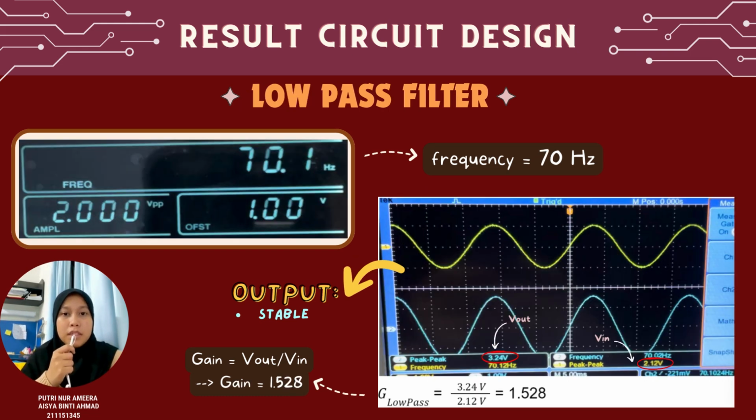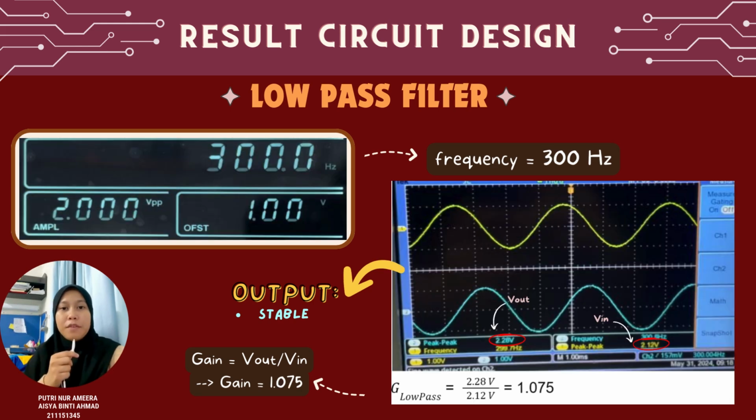Next, result circuit design for low-pass filter. First, from our calculation, the low-pass filter has 100 Hz of cutoff frequency and a gain of 1.5. The signal was slightly amplified, having a gain of 1.528 at a frequency of 70 Hz. With an output that was stable, it means that 70 Hz is a frequency the filter allows to pass through. When the frequency is increased above 100 Hz, the output voltage significantly decreases.